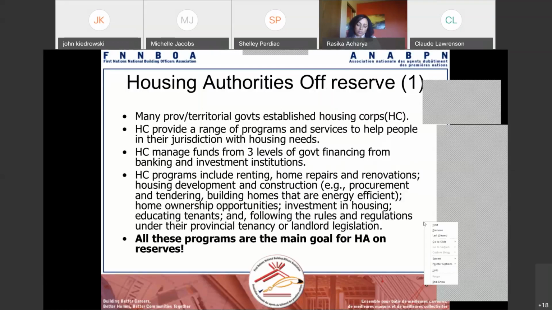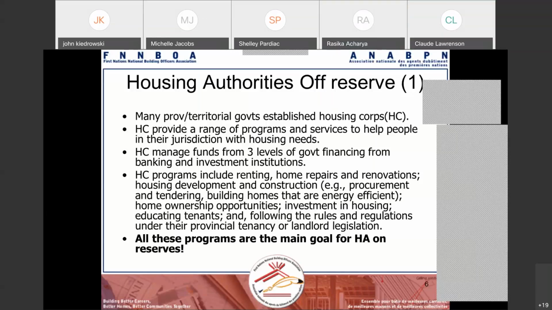Next, please. So, housing authorities off reserve. I want to spend the next few slides showing how these things really function. Basically all provinces and territories have established housing corporations or housing authorities. Off reserve, they're called housing corporations. They provide a range of programs and services to help people in their jurisdiction with housing needs. A lot of the housing corporations are community-based, serving people in need or people who can't afford regular homes. The housing corporation manages funds at 3 levels.